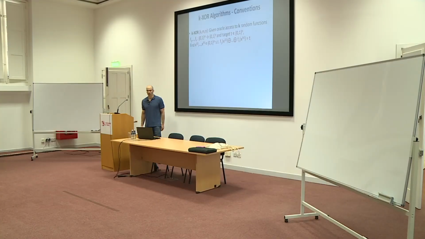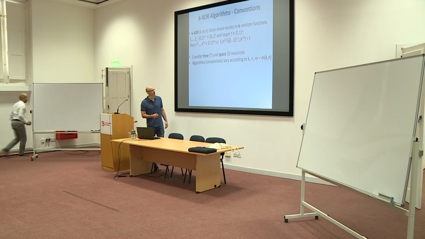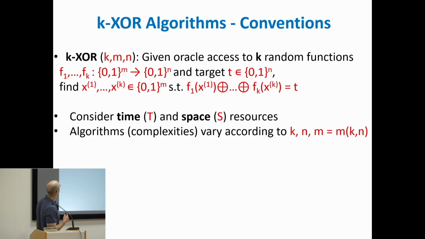I'll start obviously with the basic algorithms for k-XOR. Actually, before we talk about algorithms, let's talk about conventions. So here's the k-XOR problem as I already defined, and the main resources we'll be interested in are obviously the time complexity of the algorithm, which we'll denote by T, and the space complexity or memory complexity, which we'll denote by S. The complexity of the algorithms will vary according to the parameters k, n, and m. k is the number of functions, m is the log of the domain size, and n is the log of the range size of the functions. Usually the domain size m is going to be a function of k and n, but in general it can be a parameter.